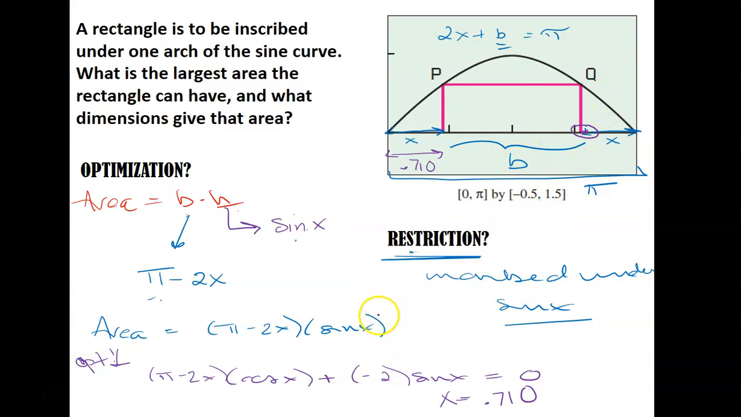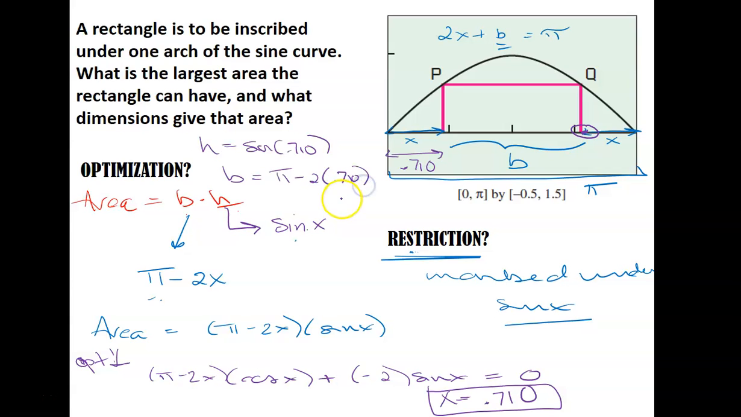All right. So what did it ask? What are the dimensions given that area? Okay, so this is solidly not my answer, right? This is only this 0.710. If I want the dimensions of my actual rectangle, it's going to have a height of sine of 0.710, and it's going to have a base of pi minus 2 times 0.710. Okay? Because if this is 0.710, then this is 0.710, which means this is pi minus 2 of those, and then this is just sine of x.